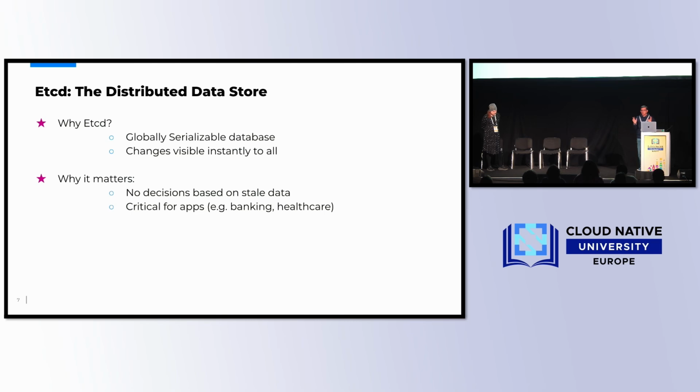Now, let's talk about etcd. So Kubernetes needs a database that is not just reliable, but globally serializable. Globally serializable means that any change made to the database is immediately visible to all the components in the cluster. There is no delay and no old data. This is very essential to avoid situations where different components make conflicting decisions based on outdated information. Like, imagine that you are withdrawing cash from your account based on yesterday's balance. You don't want that to happen.